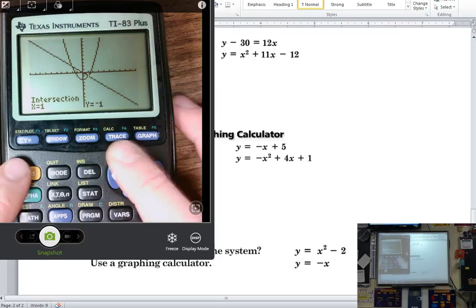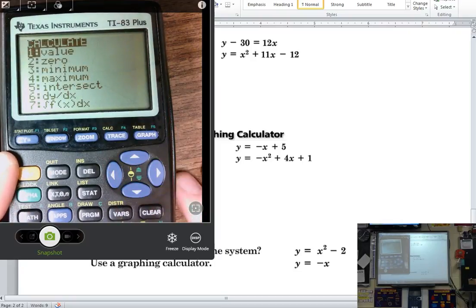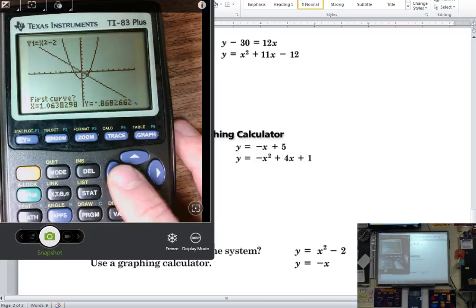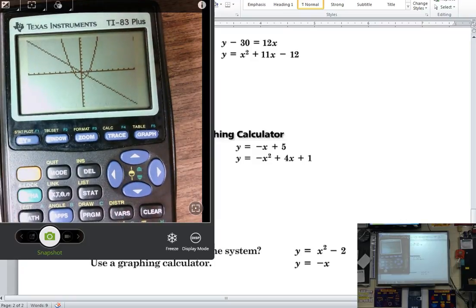I had to again hit second trace and rerun it. So I go and do intersect again. It's asking me first curve again, so I move my point over to where it needs to be, then enter, enter, enter. You gotta make sure you hit your enter three times because it won't generate the intersection until you've made your first curve, second curve, and a guess.